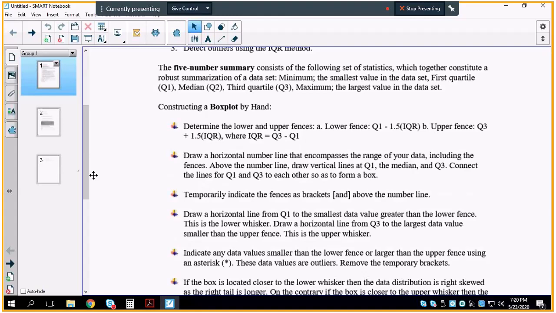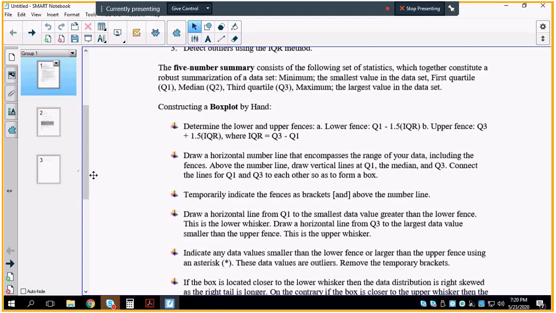Constructing a box plot by hand will require us to remember the following steps. First, we're going to determine the lower and the upper fences. To do so, we're going to find all the quartiles, find the IQR, then calculate the lower fence as Q1 minus 1.5 times IQR and the upper fence as Q3 plus 1.5 times IQR.